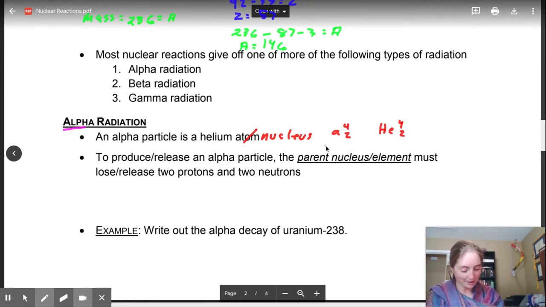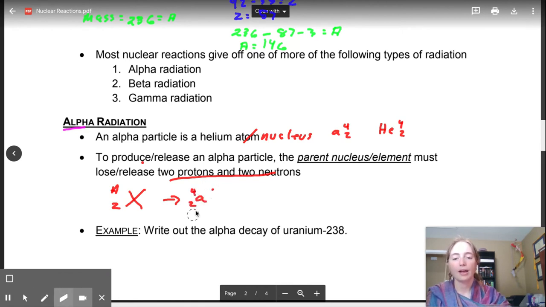It doesn't really matter. Now, to produce or release an alpha particle, the parent obviously has to have enough protons and neutrons to actually let go of 2 protons and 2 neutrons. So helium can't go through alpha decay. All right, so let's write out the overall equation for this. I'll write the letters on this side just to shake things up. Whatever element this is, it is going to release an alpha particle.